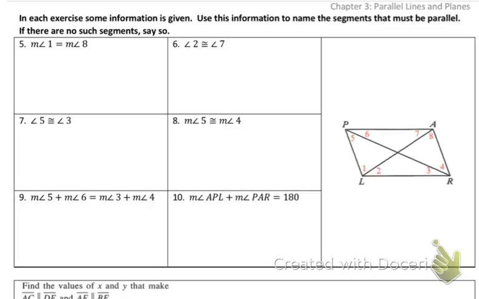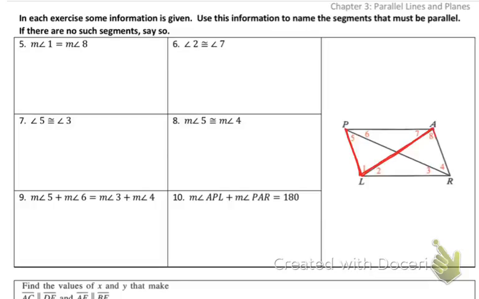Okay, let's go ahead and look at this. In each exercise, some information is given. Use the information to name the segment that must be parallel. If there is no segment, say no. Once again, I know you have the answer, but I'm going to do one with you. The easiest way to do these is to highlight the angle. So this is angle 1.